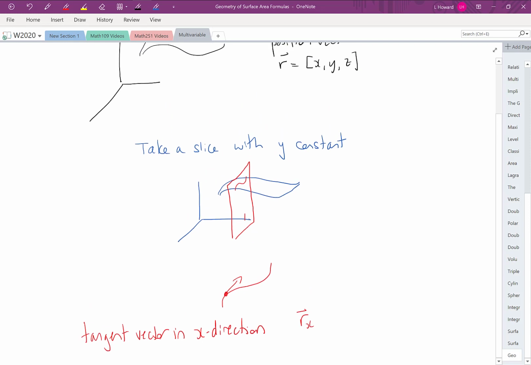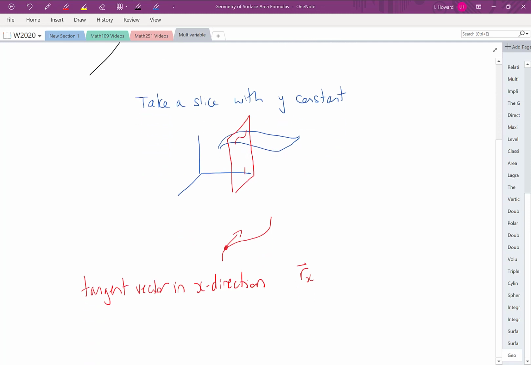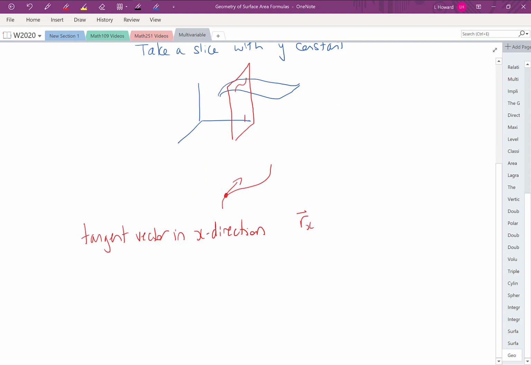Notationally, we would call that R sub X because we took our position vector R, which we had at the top of the screen, and just took the partial derivative with respect to X. By holding Y constant, we're basically saying we want to let X change, but keep Y constant. So that's telling us about our rate of change in the X direction. Specifically, if you took your vector X, Y, Z and took partials with respect to X, you'd have 1 in the X direction, 0 in the Y direction because we're holding Y constant, and then in the Z direction, Z sub X.